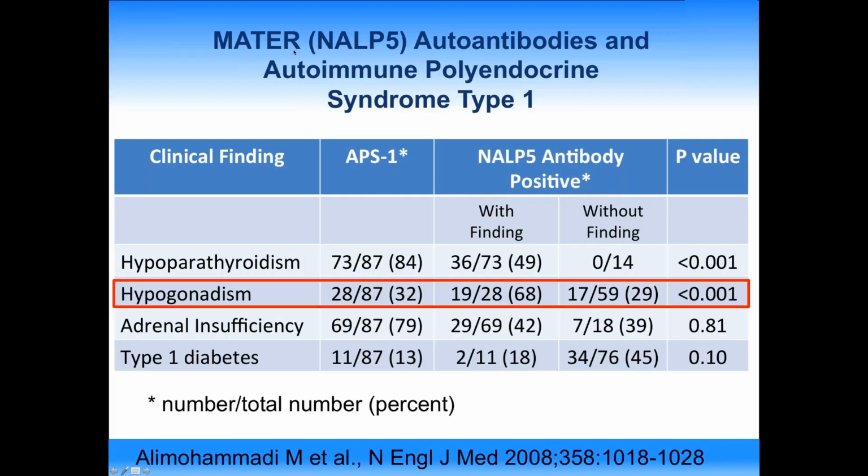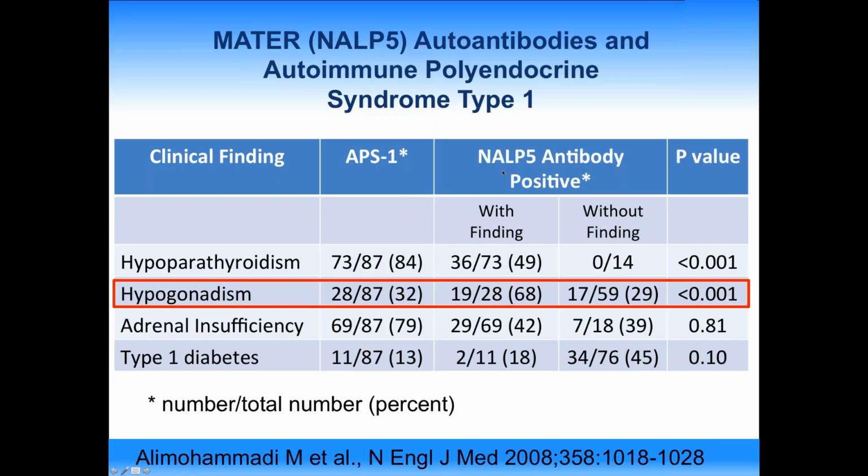The exciting thing about this is that MATER, or NALP5 as it's been called, autoantibodies and autoimmune polyglandular failure syndrome are related. It turns out this is a clinical finding in APS1, and these are the clinical findings here in patients with APS1. In hypoparathyroidism, 73 out of 87 of the cases had hypoparathyroidism, and look, half of them had NALP5 antibodies, and none without.